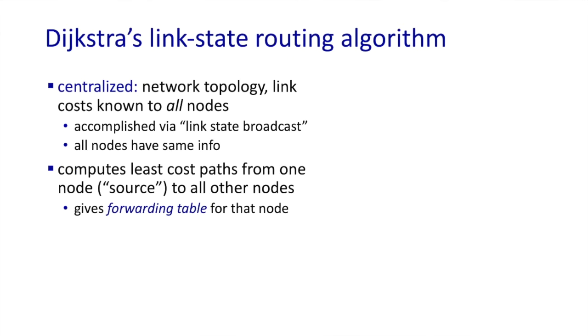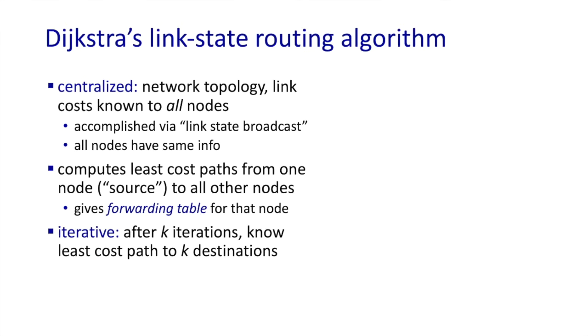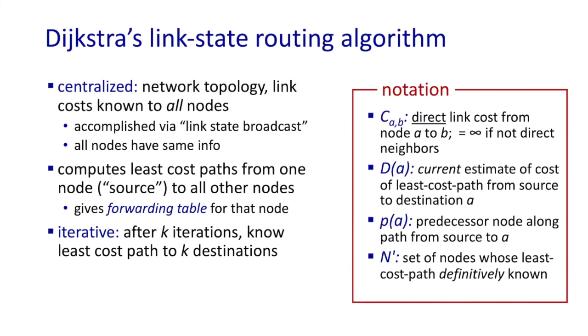The algorithm itself is going to compute the least cost paths from one node, which we'll call the source node, to all other nodes in the network. And you can see how this then gives rise to a forwarding table for that node. Dijkstra's algorithm has this very nice property. It's iterative, and after k iterations, we're going to know the least cost path to the k closest, or least cost, destinations. And here's the notation that we're going to use.